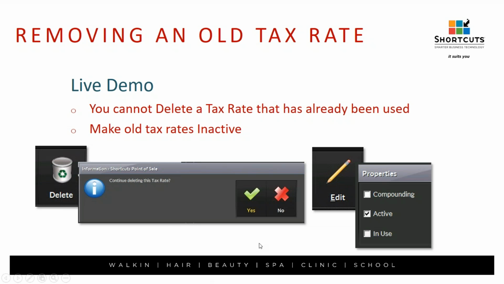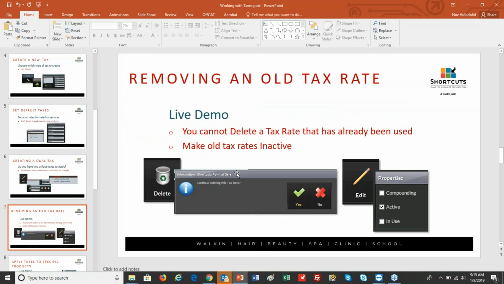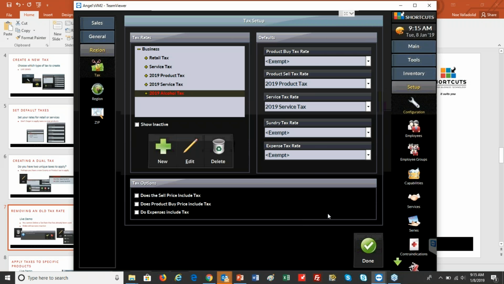So how do you work with that? How do you make your taxes inactive? At least your old taxes. So we'll jump back into Shortcuts. So the way I advise it is, think of taxes like a string tied to your products. So you can't delete them. You can't break the string, but you can untie the string and then put away the taxes.